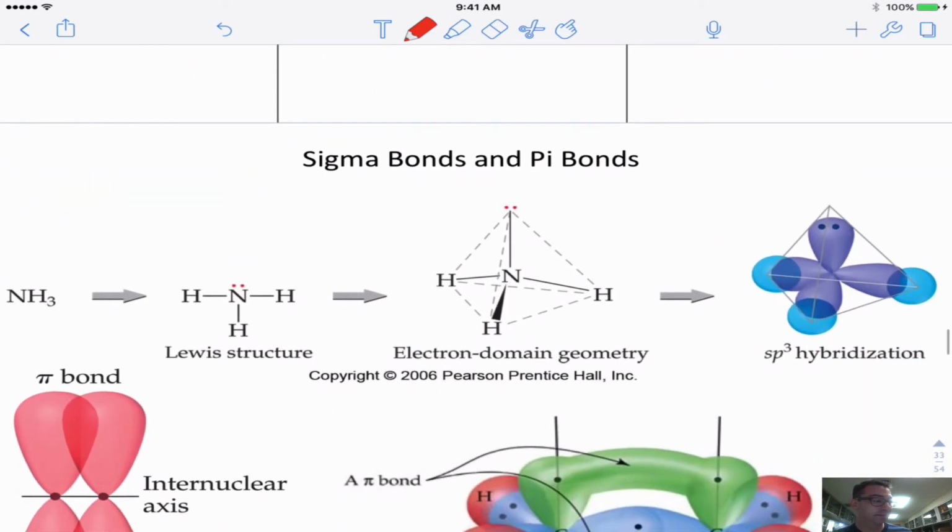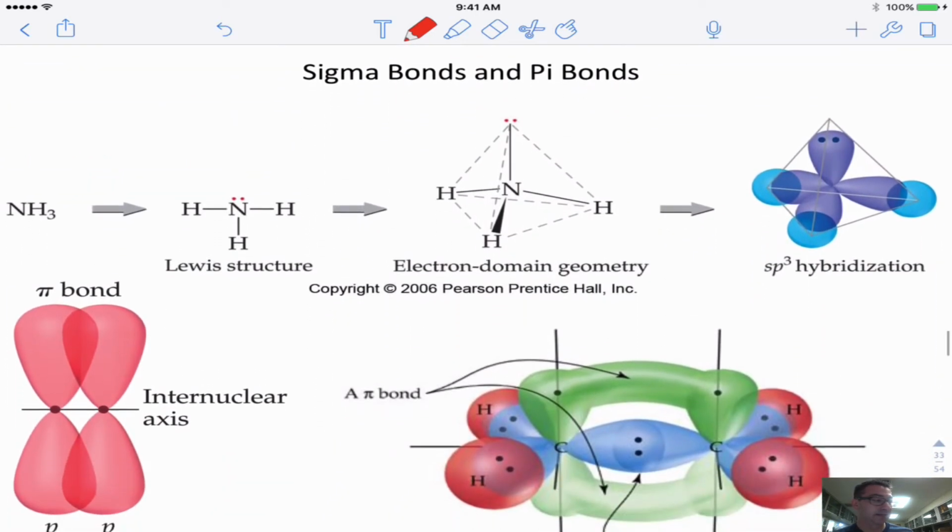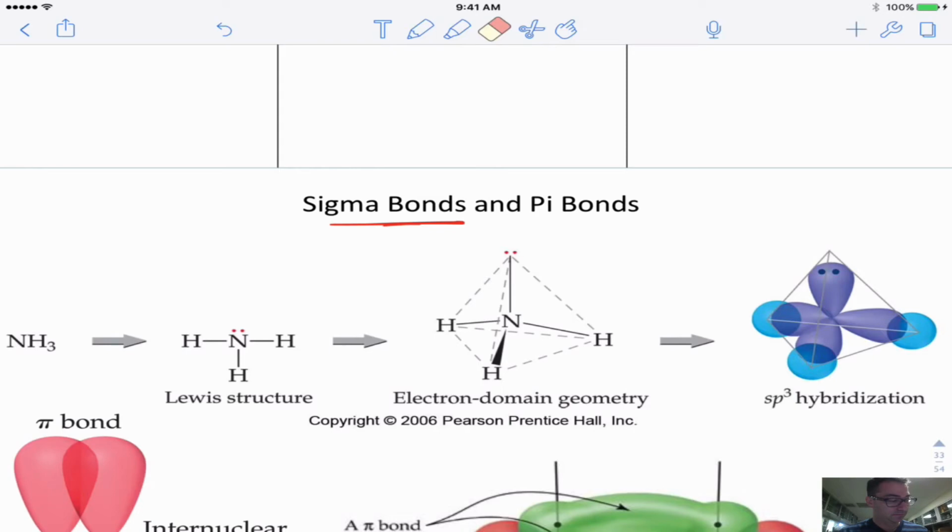Now, there's something called sigma and pi bonds. And sigma and pi bonds refer to how the orbitals overlap with one another. If you are a sigma bond, then the orbitals, that did not work, then the orbitals, grab this, still not working, so I'm on eraser, the orbitals have an end-to-end overlap.